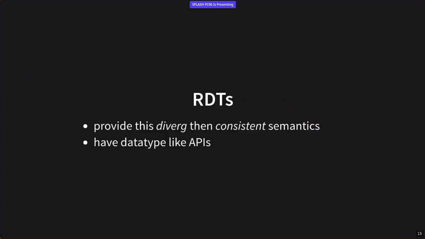The great thing about replicated data types is that they provide this diverged then consistent semantics, which is called eventual consistency, but they do so using a data-type-like API, specifically a sequential data-type-like API. So developers can keep using them as they have been using the sequential data types without having to worry about all of this concurrency going on. So you may be wondering, is it hard to implement these RDTs?